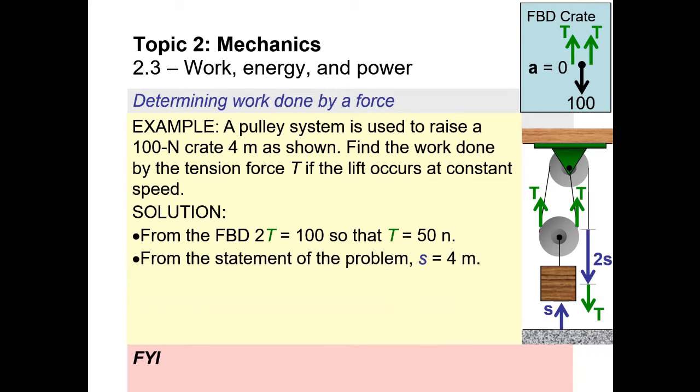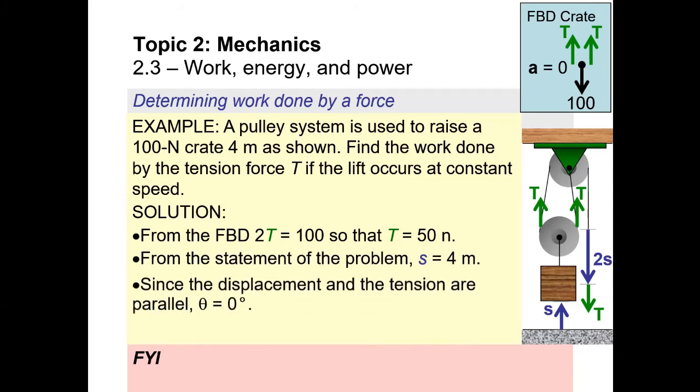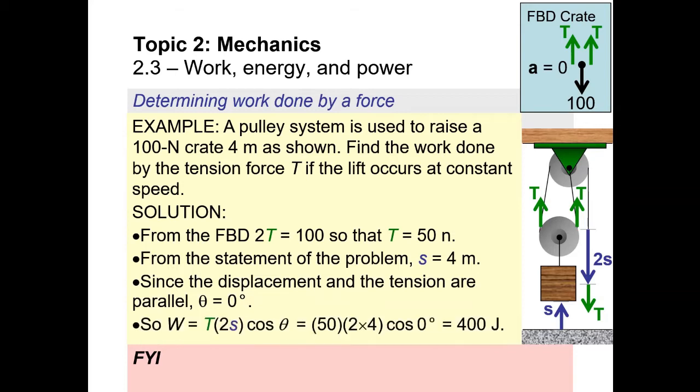From the statement of the problem, S equals 4 meter. Since the displacement and the tension are parallel, we utilize force times the distance times the cosine theta. Tension is 50, but this times the displacement is twice, 2 times 4, and they are parallel, so cosine 0 degree is 1. That gives us 400 joule.